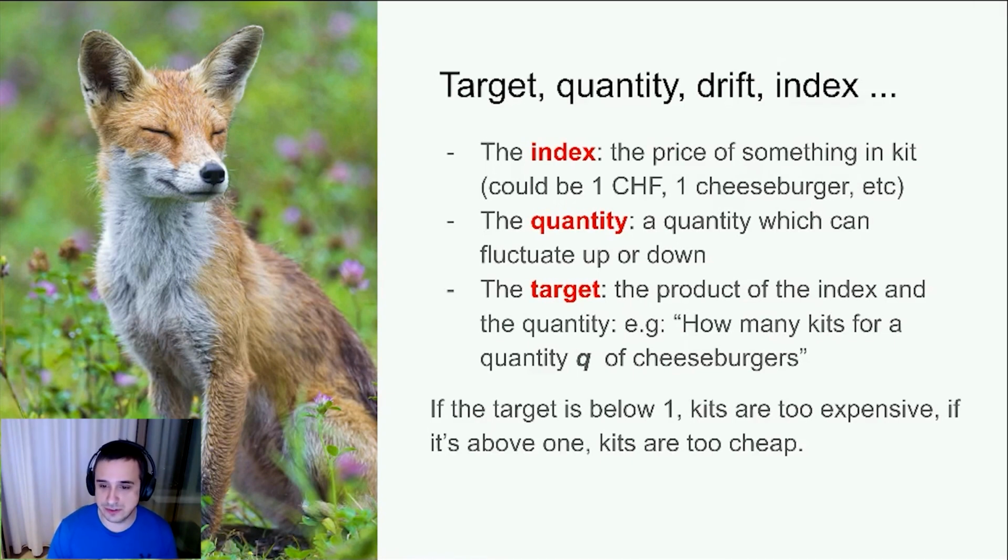So essentially, you can think of Q cheeseburgers as what we want the value of 1 kit to be, what we want to be pegged at. And the reason I said we're not going to have a fixed peg is that if we had a fixed peg, then quantity would have to be 1.0 forever. Here, we're going to let quantity change. It's not always going to be 1.0. It can go up or it can go down.